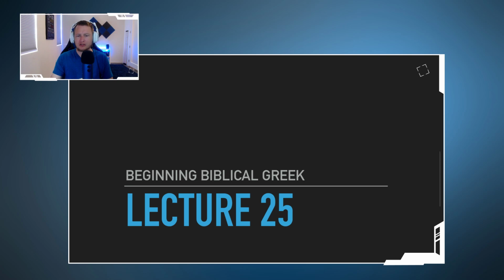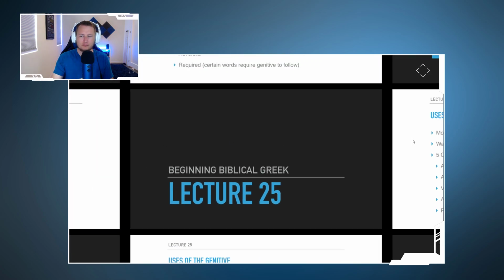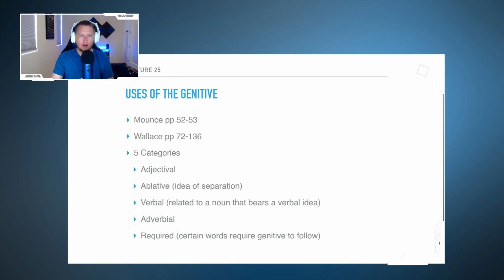All right, so let's talk about the genitive. Mounts covers the genitive in pages 52 and 53. That's it. 2 pages. That's all you get. Wallace covers it from pages 72 through 136. That's 64 pages. There is a lot of uses to the genitive. Now, the primary use that we're so used to out of Mounts is of, right? Of this, of that. Helps show relationship, it helps show possession, but there's so much more to it than that.